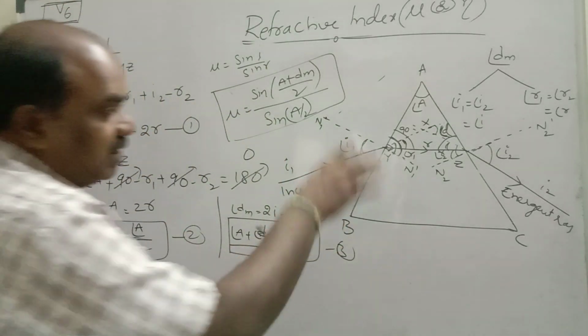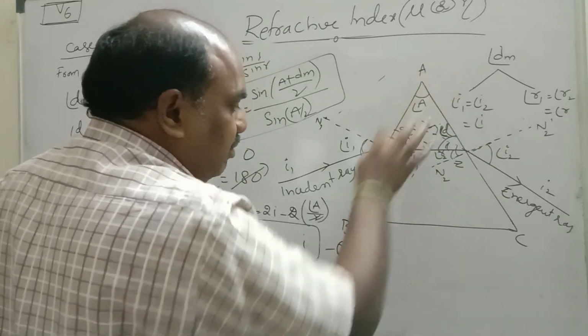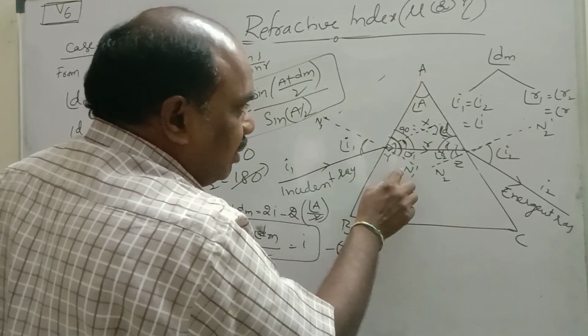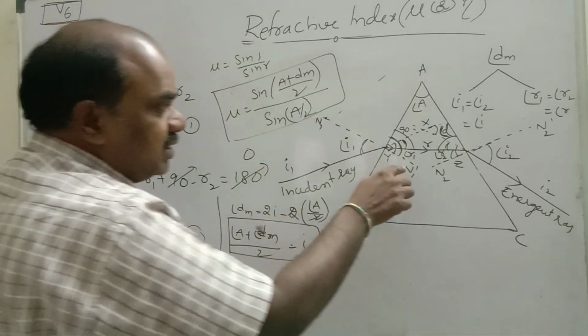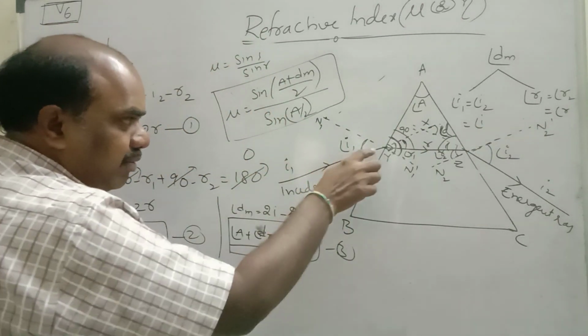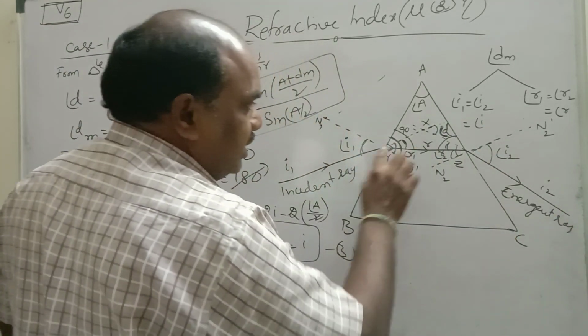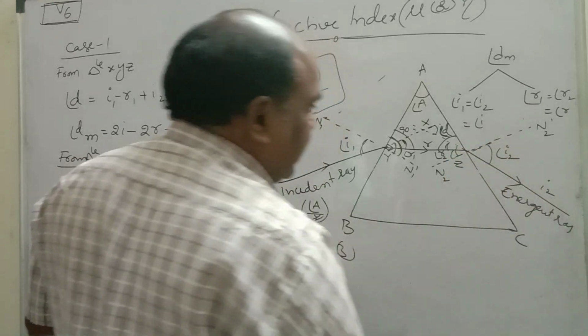Once again, first of all, take a prism, place it on white paper, and trace it with the help of a pencil. Name the vertices as ABC. Draw normals to AB and AC. This is the first normal, this is the second normal. Again place the prism. Focus laser light at a particular instant. It will be refracted, then after that emergent. This is the incident ray, refracted ray, emergent ray.